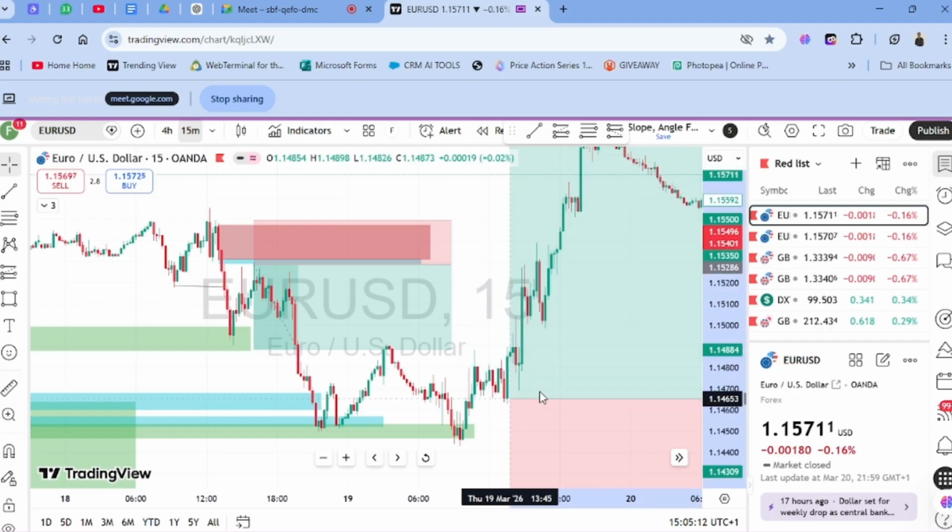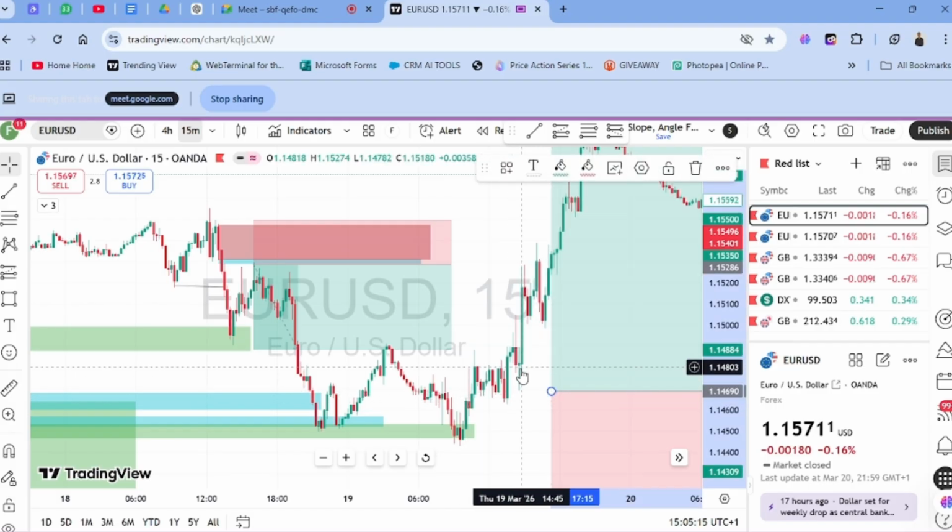Let me show you. You see this doji candle? Whenever you see a bearish candle, a doji candle, and a bullish candle, that is a sign to buy. It's called a rising sun. There's something called evening star and morning star.